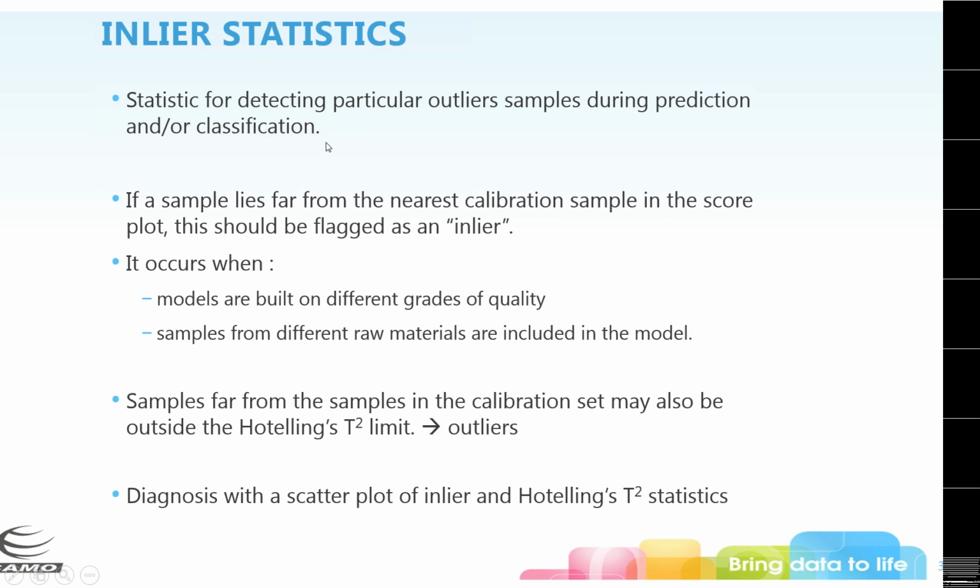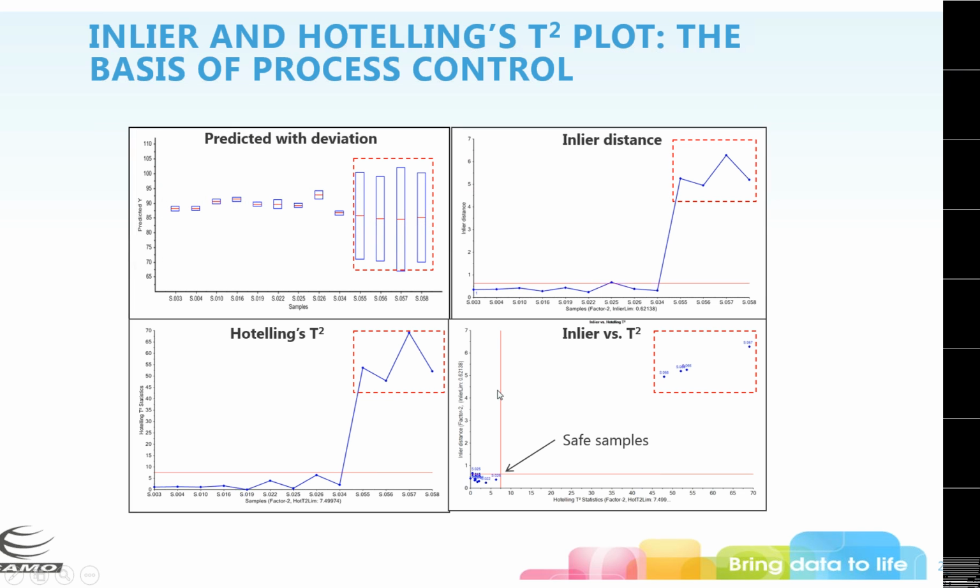This is just describing a little bit more. So our INLIER statistics, it's for detecting particular outliers during your prediction or classification. If your sample lies far from the nearest calibration in the score plot, then it's flagged as an INLIER. So it's basically this INLIER distance is how far away is your new sample from the samples in your original space. And the further away it is, the higher up on this scale it's going to be.